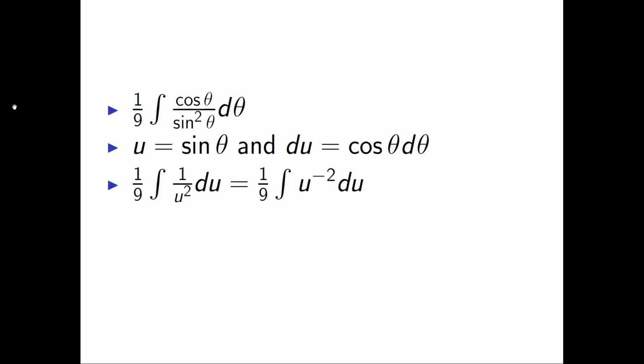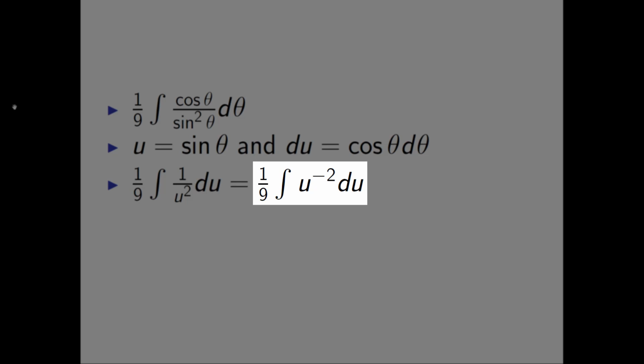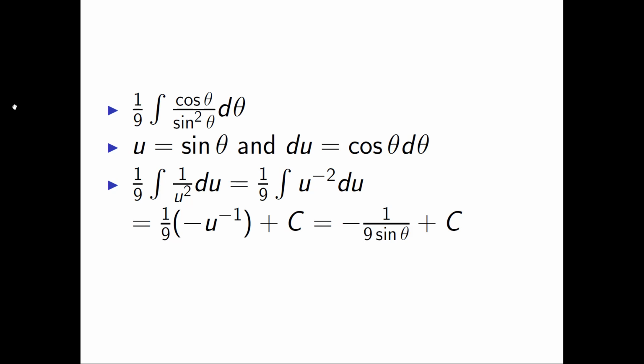And finally, we're in a position where we can integrate. Okay, we can make the power u to the negative 2, and we can actually integrate this. Notice at this point we've done lots of work, but we've not actually integrated yet. We still have the du here. So let's integrate. And that particular step, of course, was very easy. We get 1/9 of negative u to the negative 1, plus the constant of integration. And of course, because we know that u is sine theta, we get minus 1 over 9 sine theta plus c. Okay, we're good.